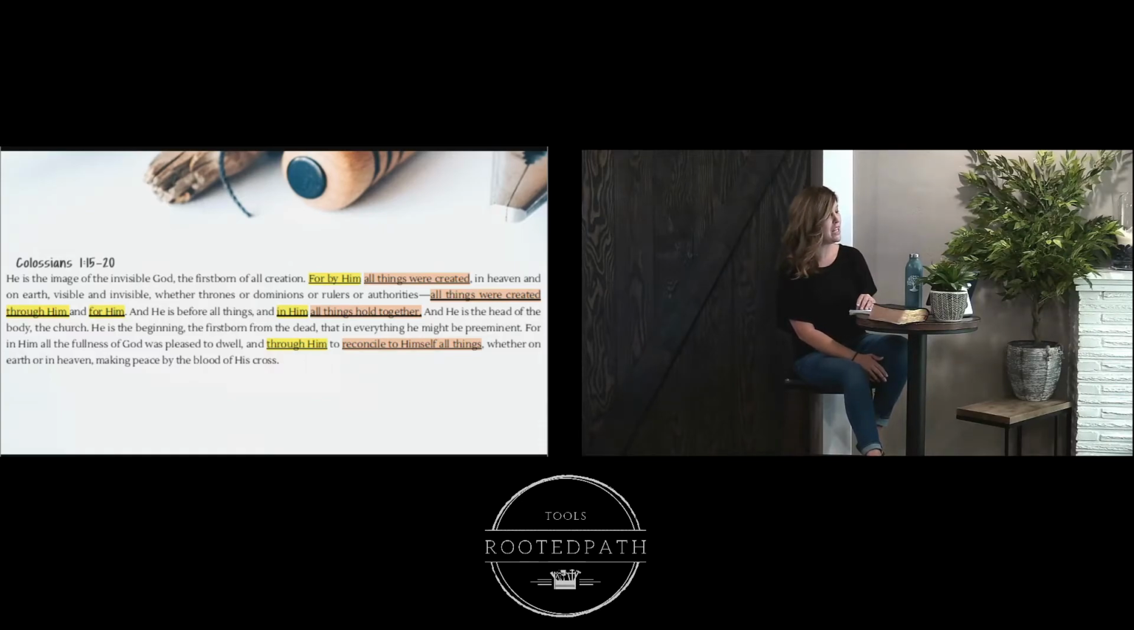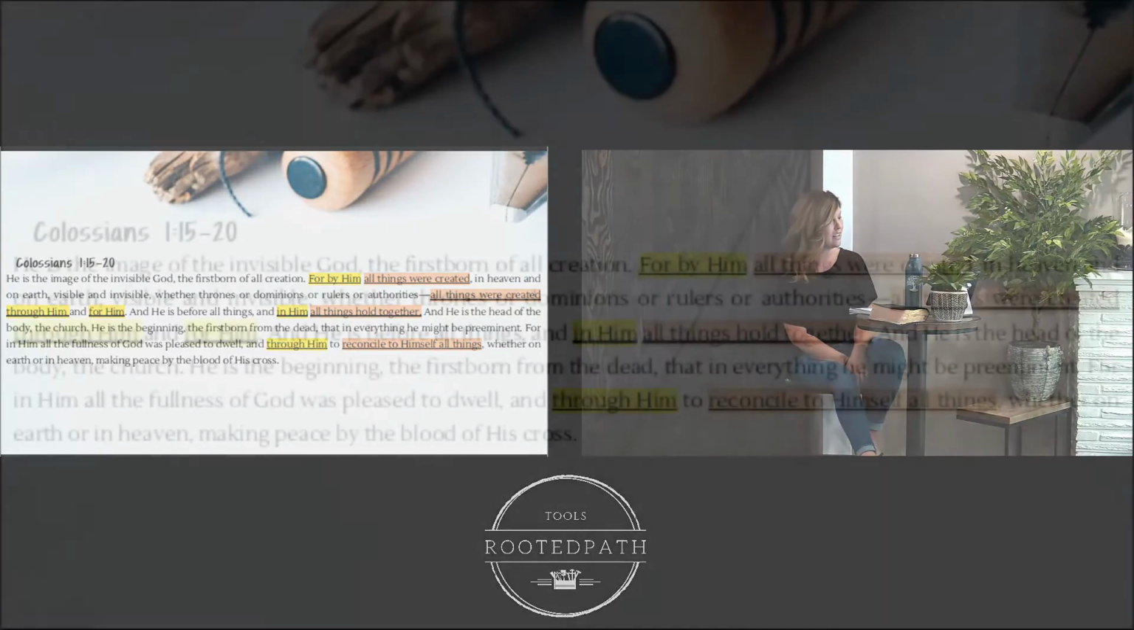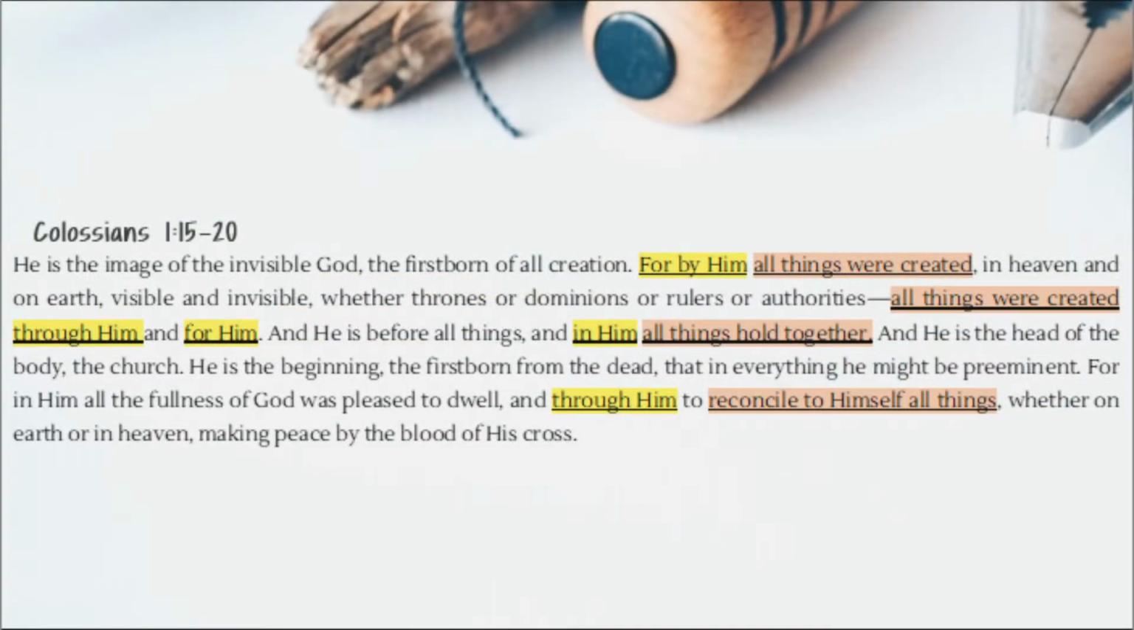He is the image of the invisible God. If you've seen me, Jesus said, you've seen the Father. For in him all the fullness of God was pleased to dwell, and through him to reconcile to himself all things, whether on heaven or earth, making peace by the blood of the cross. That's how we are reconciled back to him.